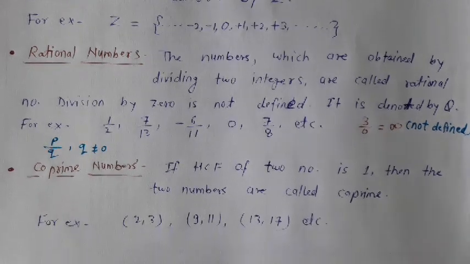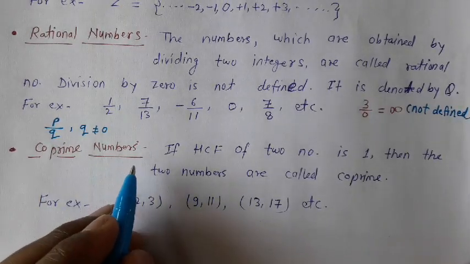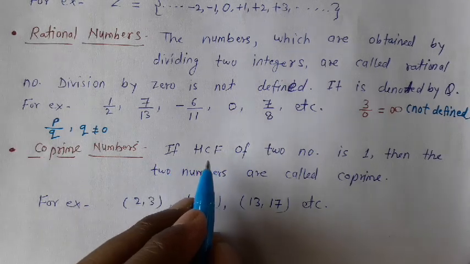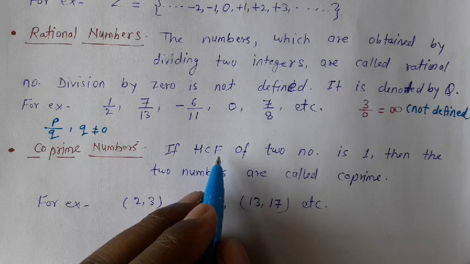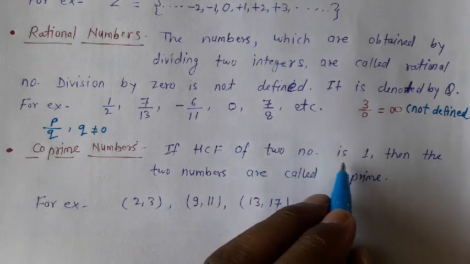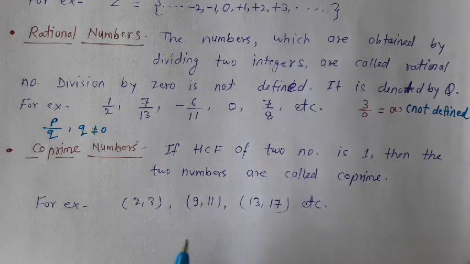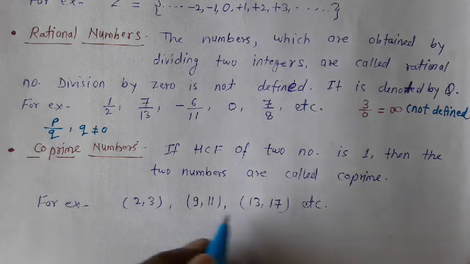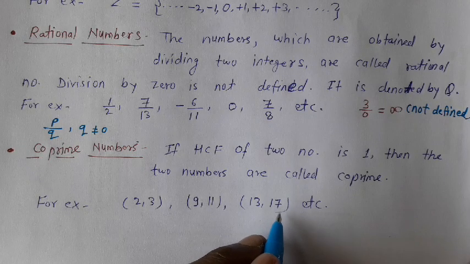Then, one important point is co-prime numbers. Co-prime numbers means, if the HCF, the full form of HCF is highest common factor, of two numbers is 1, then the two numbers are called co-prime numbers. Means if the common factor is 1, then the numbers are called co-prime numbers. For example, here are some examples of co-prime numbers: 2, 3, 9, 11, 13, 17, and so on.